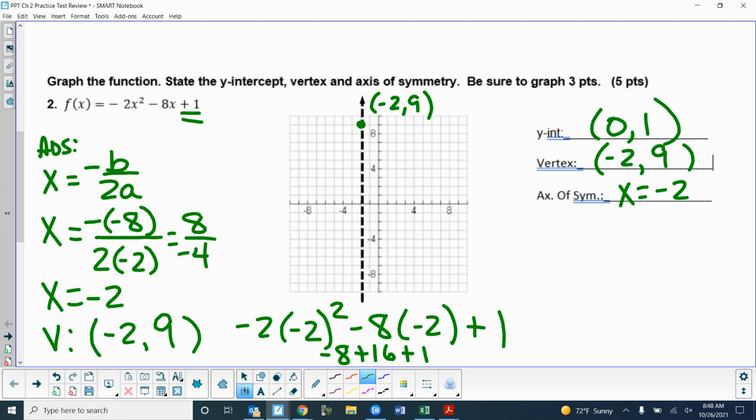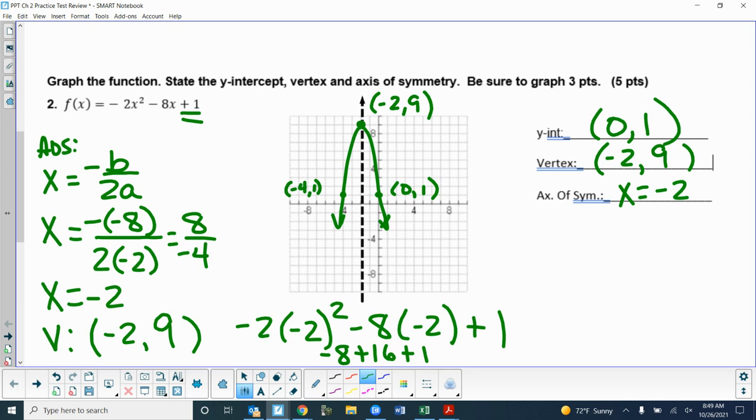Did this open up or down? Down, right? Because my a value is negative. We said what our y-intercept was, so let's graph that. So where's my third point? Mirrored, right? So I go left 2 across from that point, which is negative 4, 1. So there's my 3 points I was asking for, and then connect for your parabola.